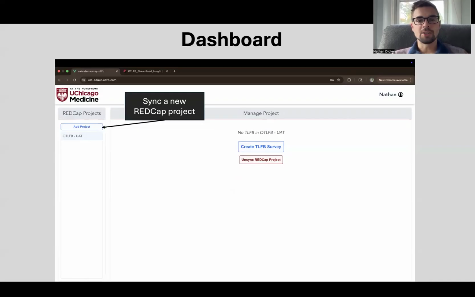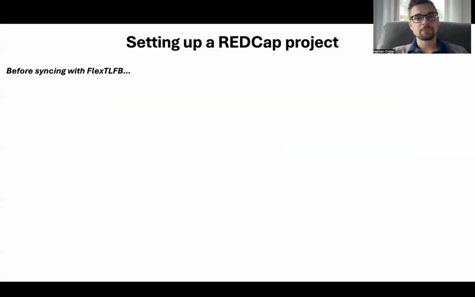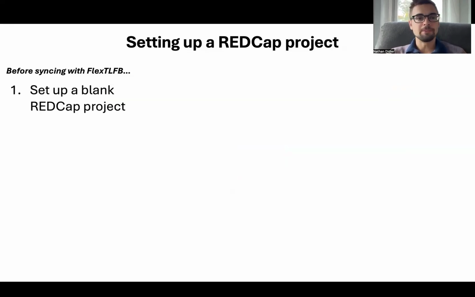To sync a new project, and this is going to be the starting place when you get using the website, you click add project. So that's what we're going to focus on next. When you want to add a project and sync with a REDCap project, you have to make sure that things are set up properly. So the first step is to set up a blank REDCap project that's going to be designated for the timeline follow back data.